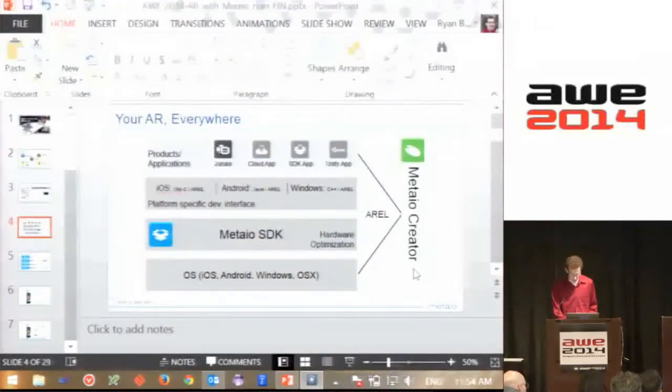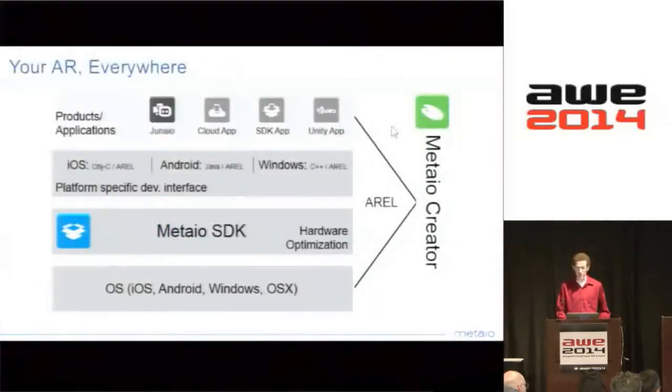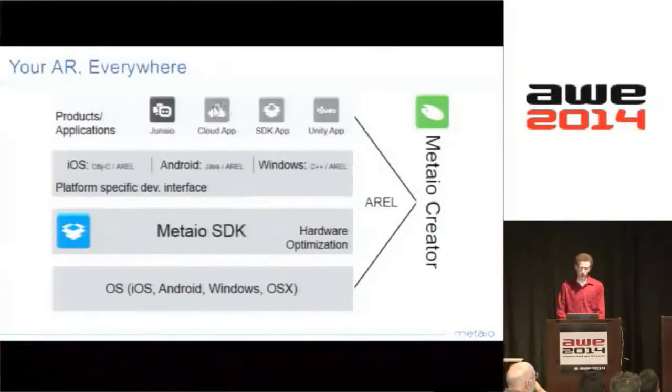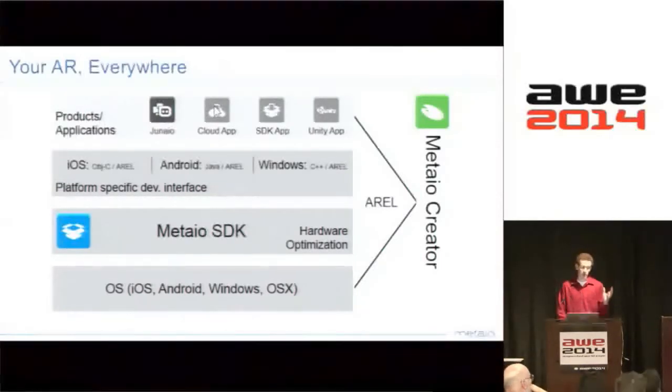So that's what you see here in this slide, a description of the various types of applications that can be created with Metaio's products. So you can have a Junaio channel, you can have your own cloud app, which is basically a Junaio browser baked into your own branded application that's accessing your Junaio channel. Or you can have an SDK app where the JavaScript and HTML are inside of the application package. We also support Unity applications.